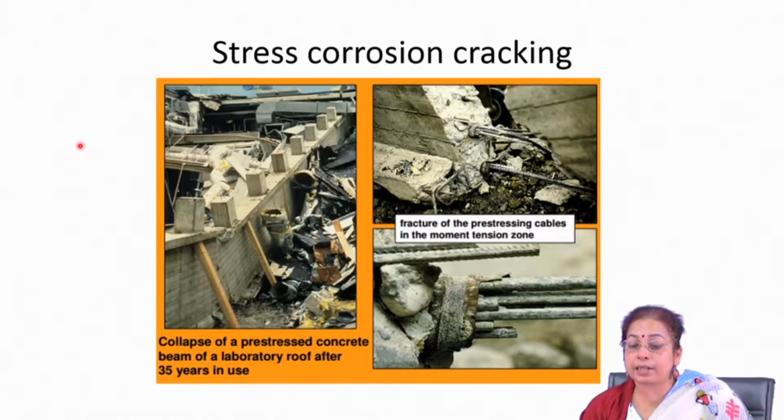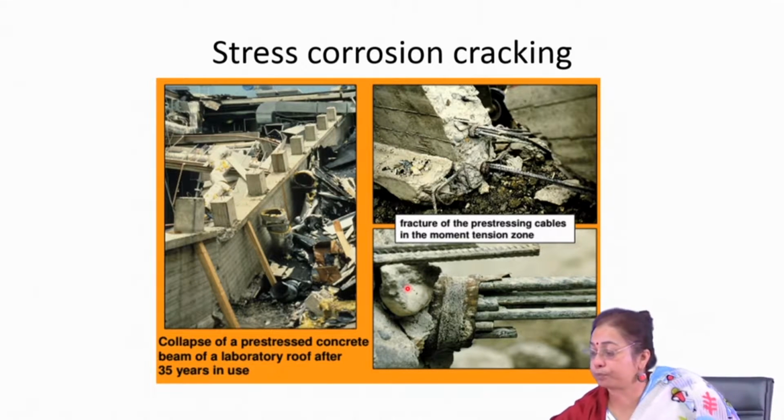On the right side, the fracture of a pre-stressed cable in the moment tension zone is shown. How badly it has failed is understood from the picture. So, you can understand that stress corrosion cracking can be a major cause of damage of roofs, bridges and big structures which are subjected to stress in corrosive media.